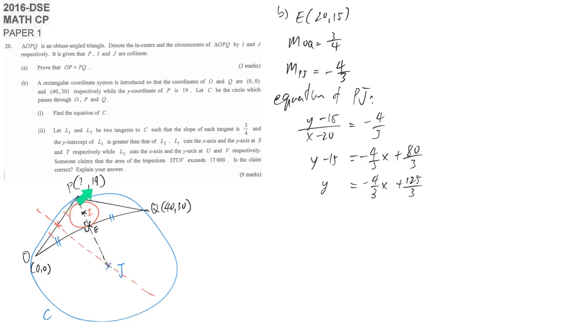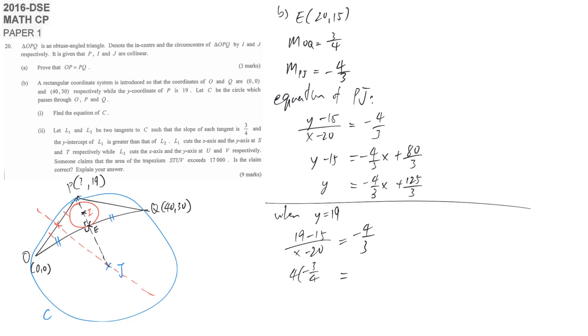We get PJ already. Now we also want to know the x coordinate of P. So when y is equal to 19, (19 minus 15) over (x minus 20) is equal to negative 4 over 3. This gives x is 17. Then we can just repeat a similar thing in order to get the red line.